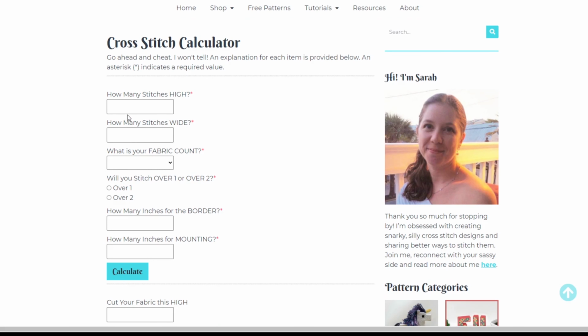So the cross stitch calculator is not difficult to use. I am working on a project that I think I counted at 140 stitches high by something like 100 stitches wide, and stitches refers to your pattern chart, like how many stitches are in there from all the way to the left to all the way to the right of your pattern.